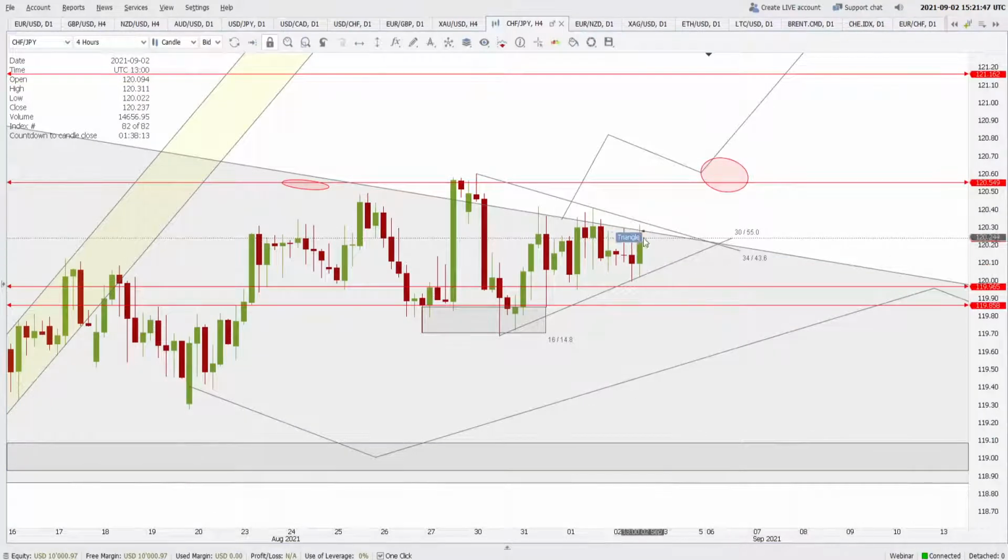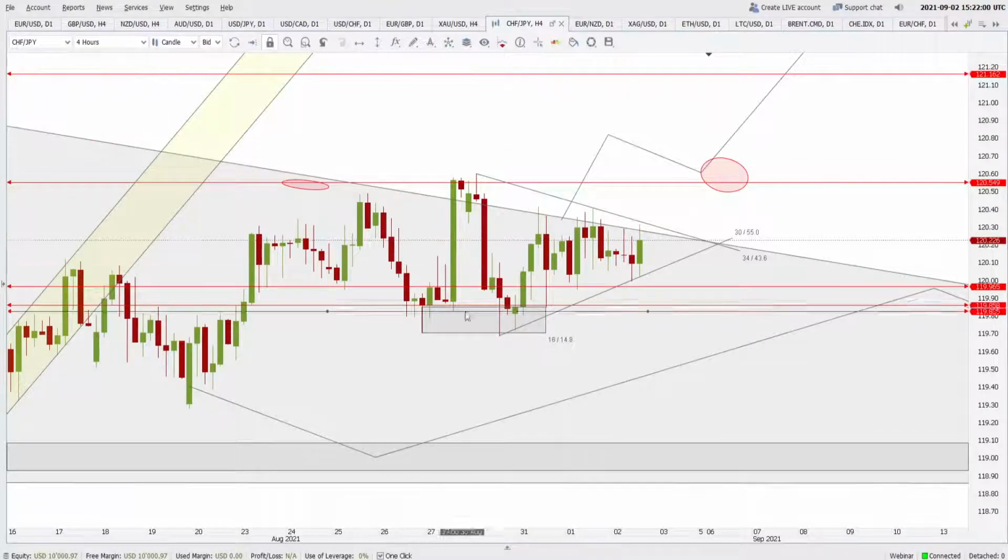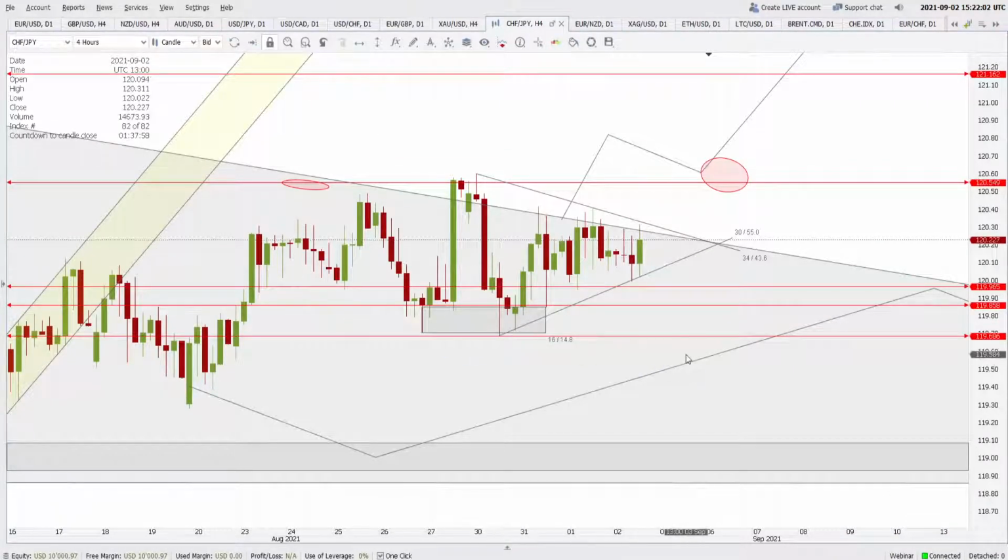But if the price starts going up, then 120.54 is the immediate resistance that the price will meet, and if it starts going downwards, then 119.96, followed by 119.85, then followed by this low here, which I will mark, that is 119.68, are the supports for the price in case the price starts going down.